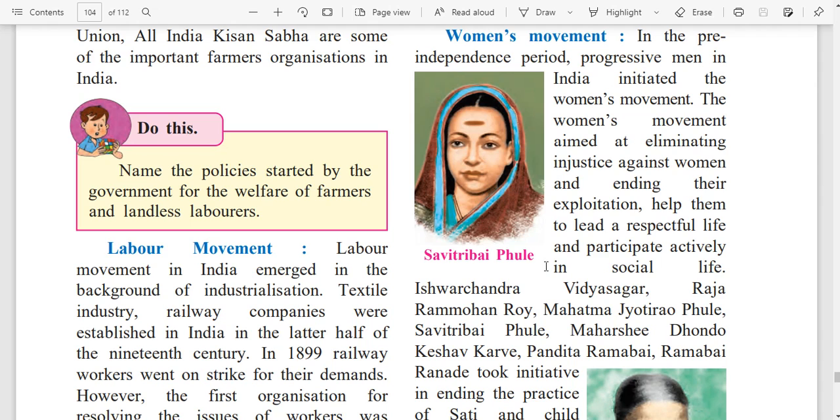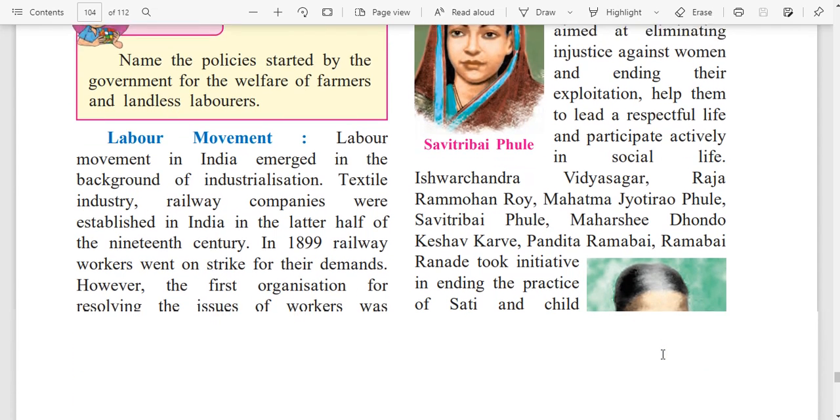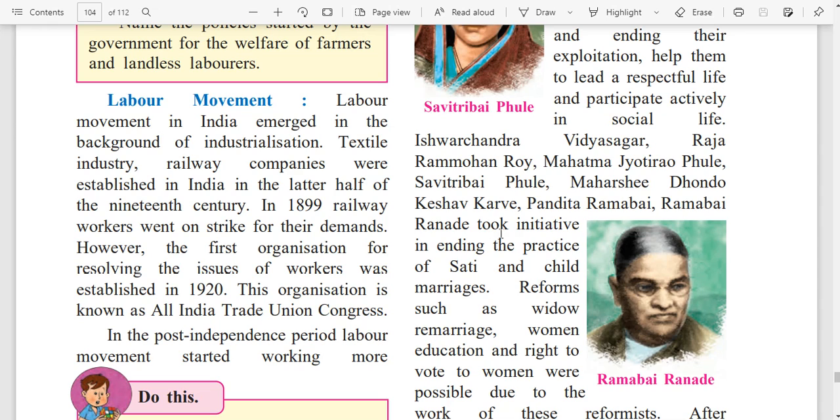Savitri Bai Phule, Ishwar Chandra Vidyasagar, Raja Ram Mohan Roy, Mahatma Jyotirao Phule, Savitri Bai Phule, Maharshi Dhondo Keshav Karve, Pandita Ramabai Ranade took initiative in ending the practice of sati and child marriages.